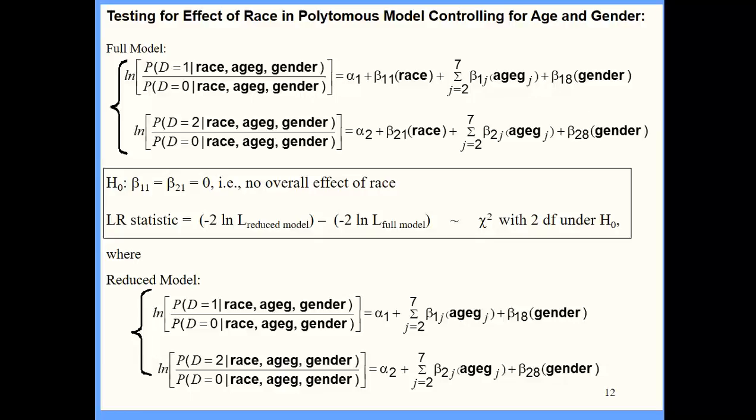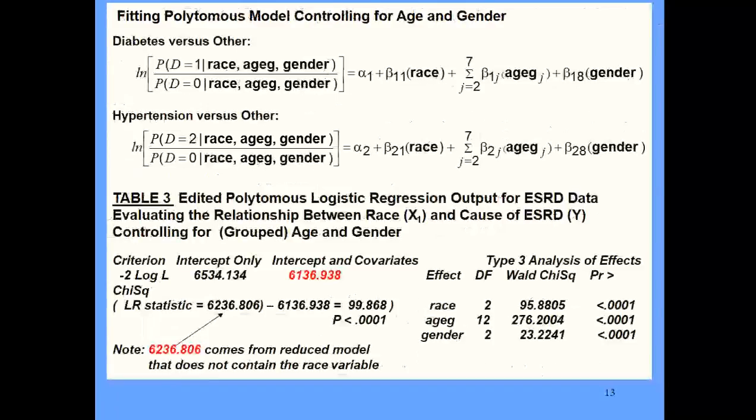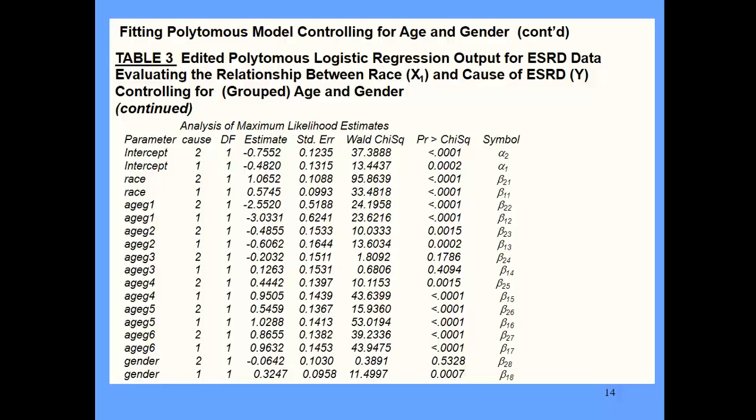Okay, we're almost done, but I want to show you one other thing. There's a bunch of things I could show you, but this is what happens when I run that model, the model with all these six age dummy variables and gender in the model. So there's 2 gender variables, and there's 6 times 2 age variables in the model, but I still have intercept, race. So you see the 1.0652 and the 0.5745.